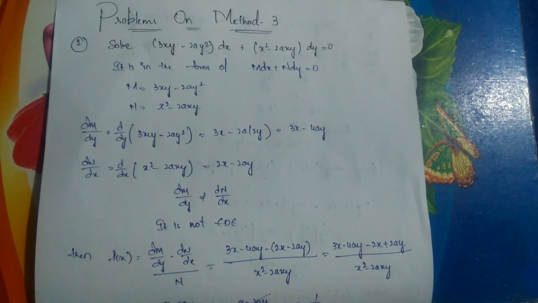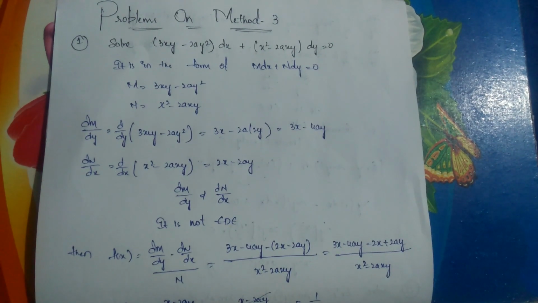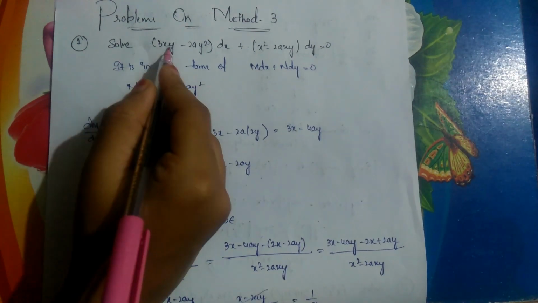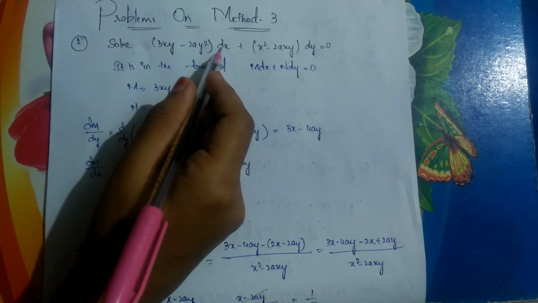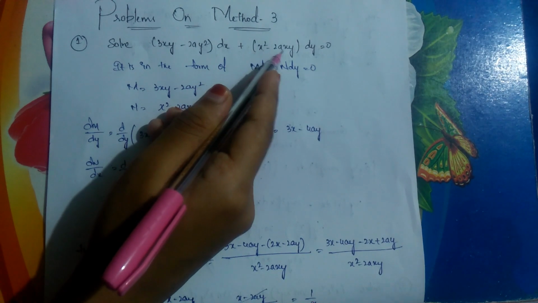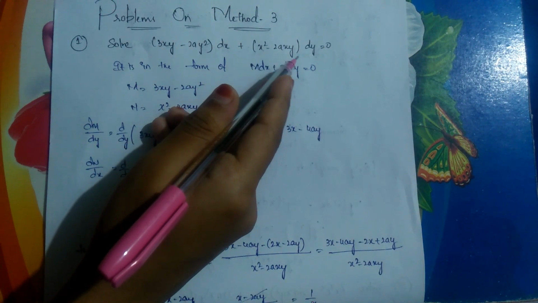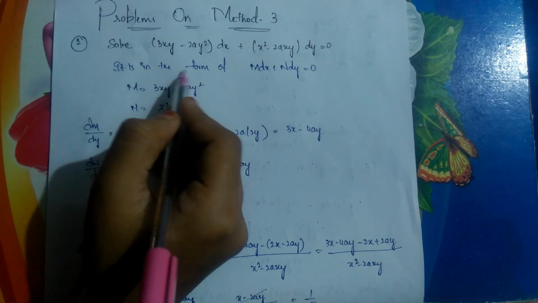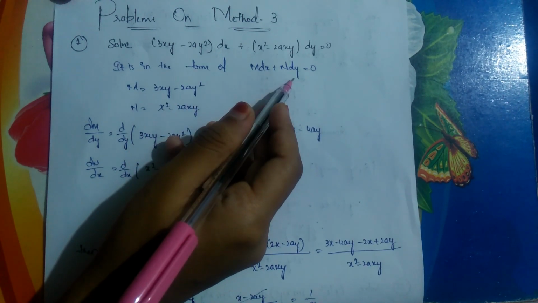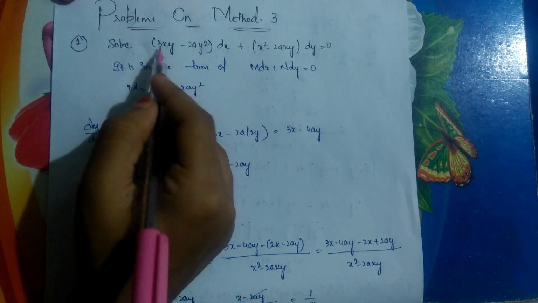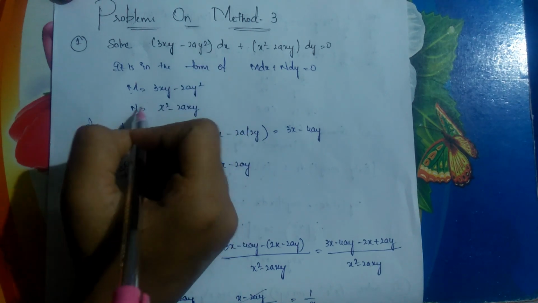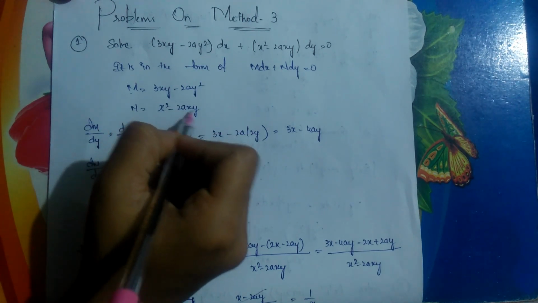Here we shall see the problems on method 3. Solve (3xy - 2ay²) dx + (x² - 2axy) dy = 0. So it is in the form of M dx + N dy = 0, and the function M is 3xy - 2ay² and N is x² - 2axy.